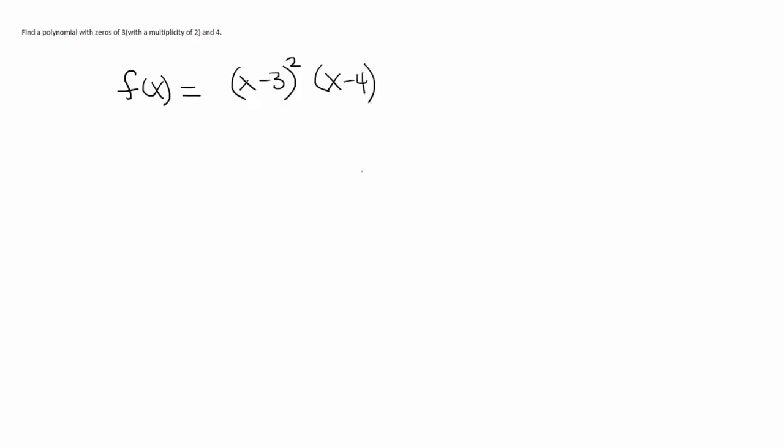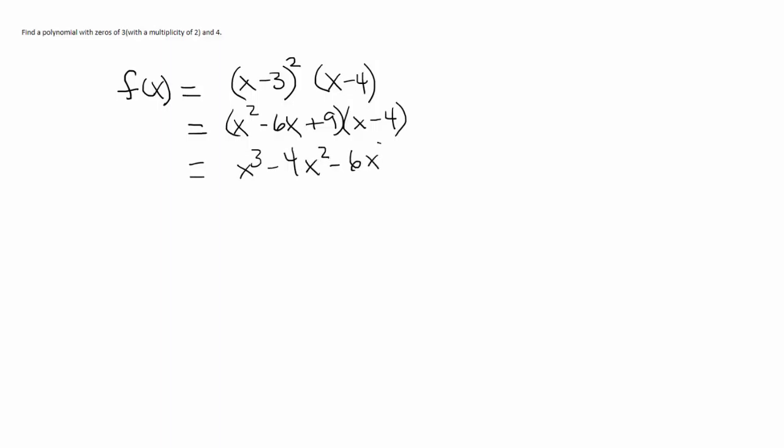And if we want to multiply this out, the first thing I would do is multiply out our perfect square, x minus 3 squared, which is x squared minus 6x plus 9, and then multiply times x minus 4. So here we have x cubed minus 4x squared minus 6x squared plus 24x plus 9x minus 36. And now we're going to combine our like terms.